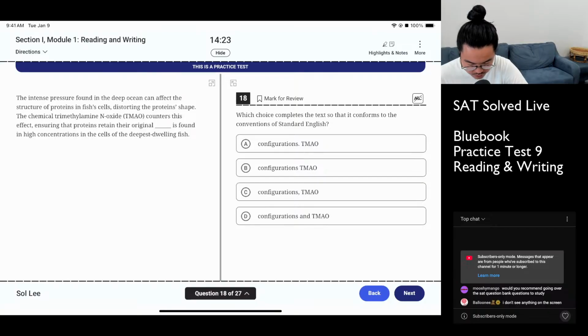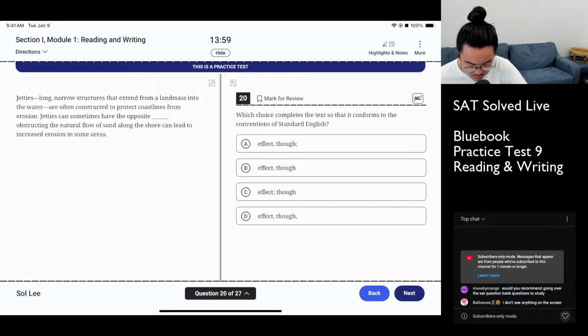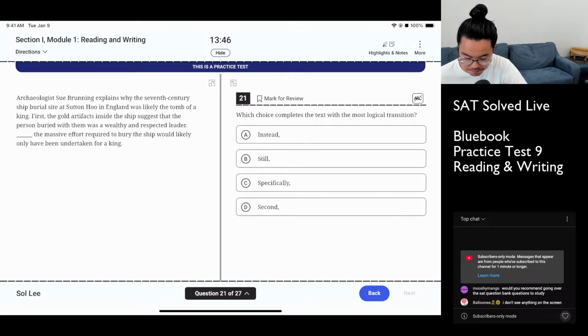Timao is found in, has to be a period, high concentration in the cells of deepest dwelling fish. Got it. Mathematicians, sometimes in conjunction with other mathematicians, is credited with proving this one thing. This one guy is credited. Got it. Jetties are often constructed to protect coastlines. Jetties can sometimes have the opposite effect, though. However, jetties can sometimes have the opposite effect. Can lead to, okay, that's a new sentence.